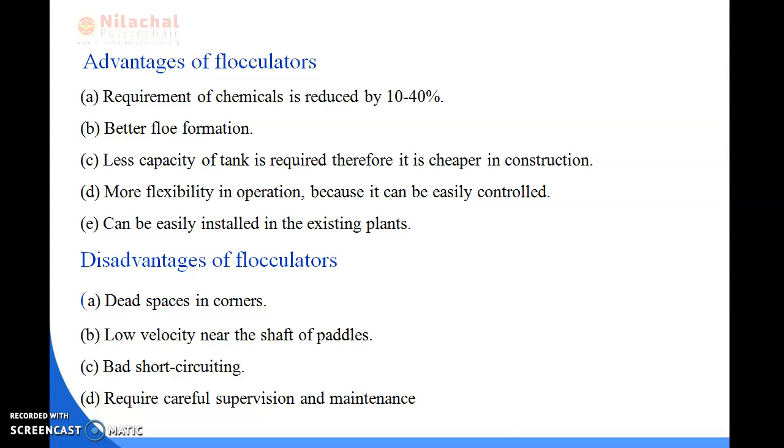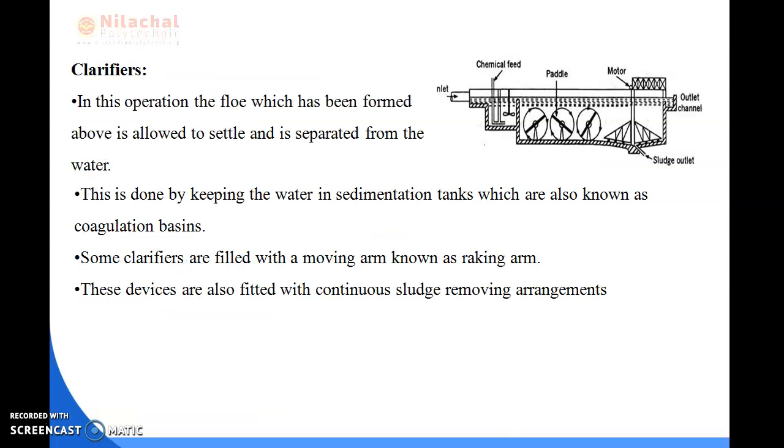Okay, so next we will be discussing clarifiers. So what do you mean by clarifiers? You can see here the diagram of clarifiers. In this operation, the floc which has been formed above is allowed to settle and is separated from the water, and this is done by keeping the water in sedimentation tanks which are known as coagulation basins.